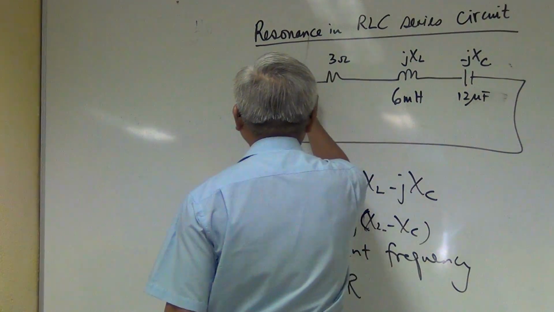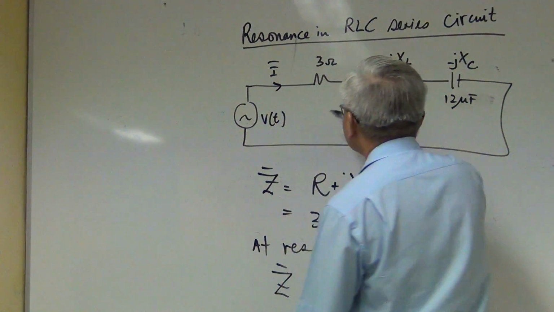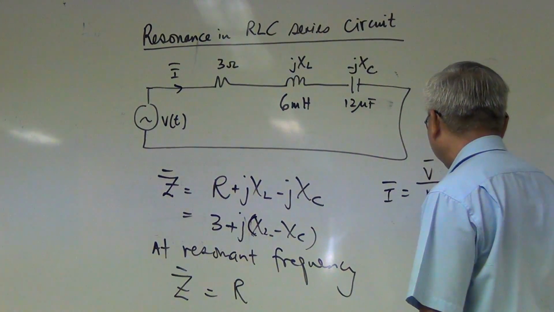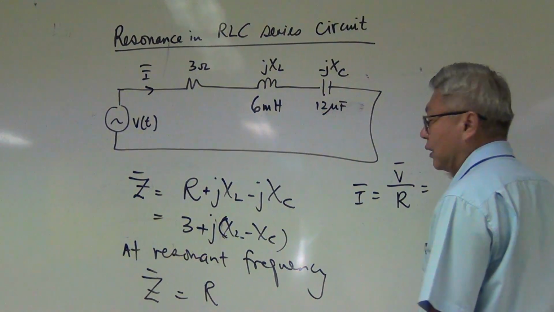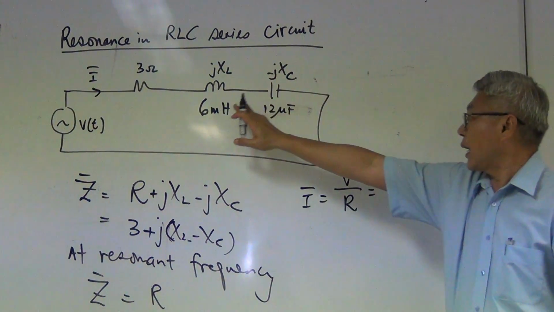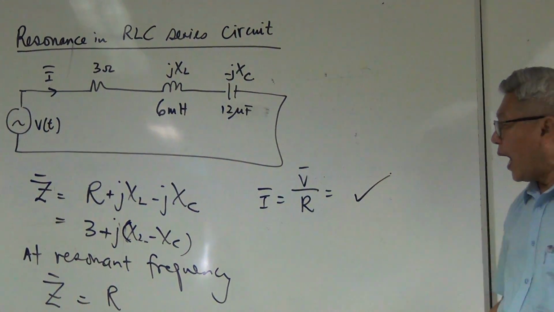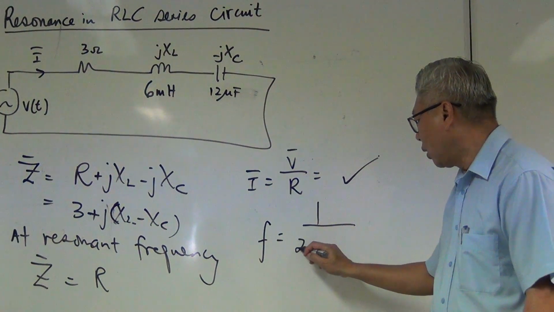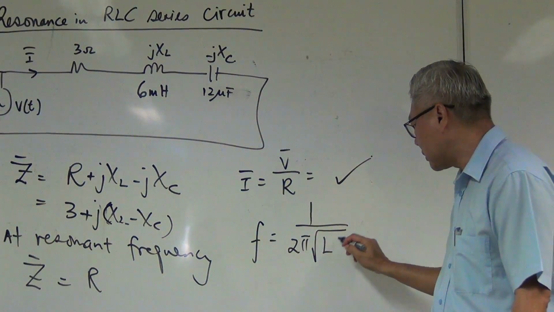So at resonant frequency, if I were to calculate the current, I is equal to my V divided by my R. The X's cancel each other already, and it happens at this frequency, which is given by the formula 1 over 2 pi square root LC.